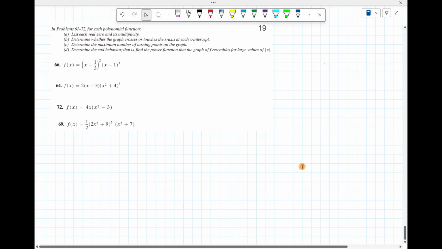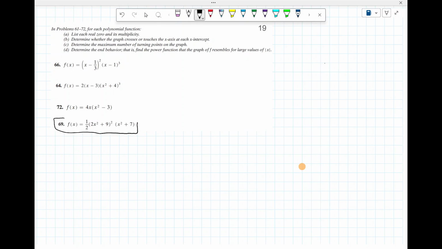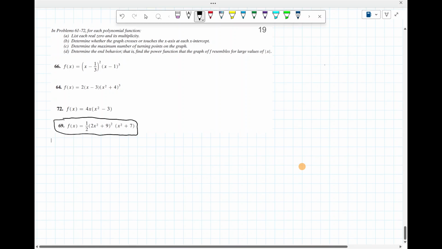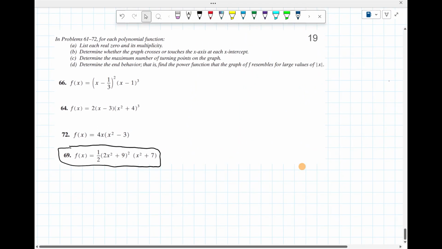In this video, we are going to look at number 69. Here we have a polynomial that is in factored form, and we are going to do the following. We're going to find and list each real zero and its multiplicity. We're going to determine whether the graph crosses or touches the x-axis at each x-intercept. We're going to determine the maximum number of turning points on the graph, and then determine the end behavior of the graph. Let's get started.